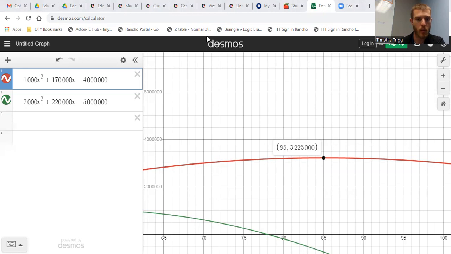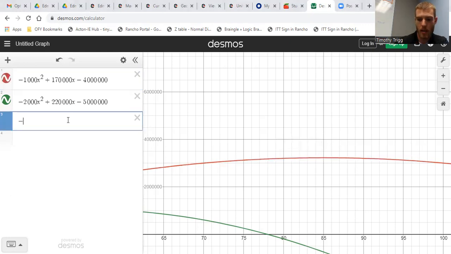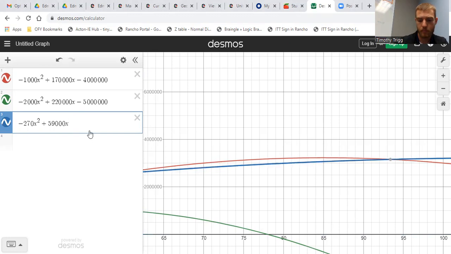So let's go ahead and put this equation in Desmos. So that's negative 270x squared. What was it? 59,000x, 2 million. 59,000x minus 2 million.